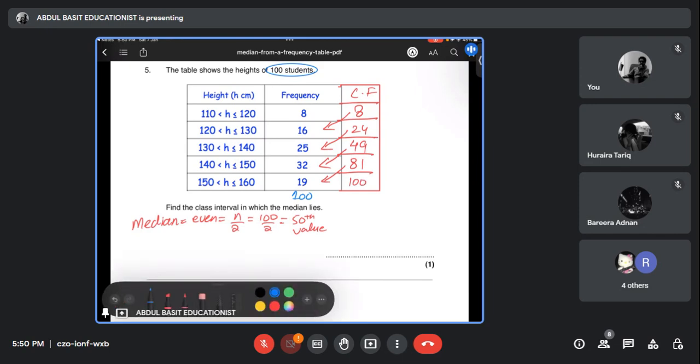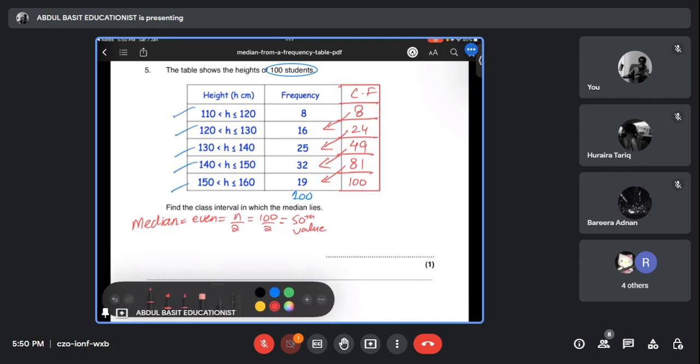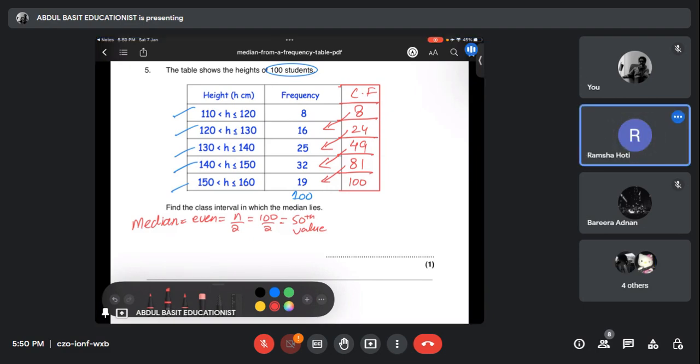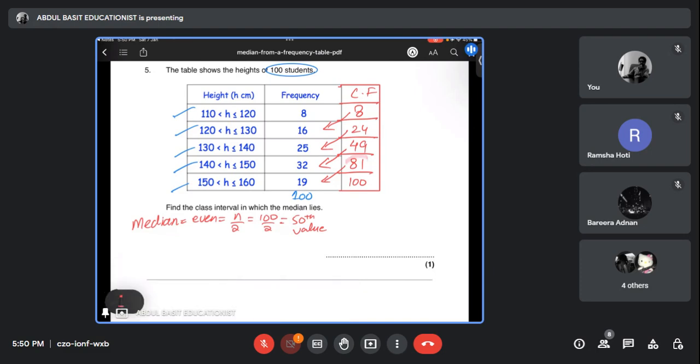Now, Ramsha, can you please tell me 50th value will lie in which line? First one, second one, third one, fourth one, or fifth one? Fourth one. Very good. Because in 81, 50th is possible. In 49, 50th is impossible. So that is your median class. So you have to write down this thing.